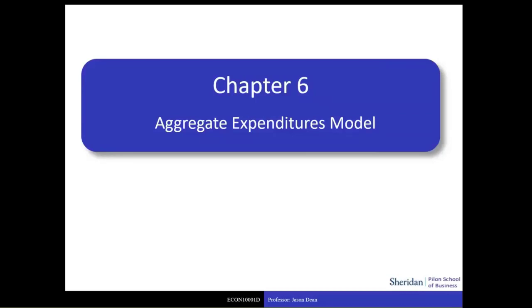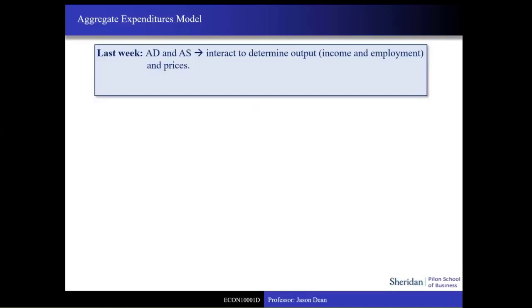So today we're going to talk about the aggregate expenditures model, and this is chapter 6 in the textbook. We talked about the aggregate demand and aggregate supply model. Now, in that model, we had aggregate demand and aggregate supply interacting and determining the output, and then as a consequence, income and employment, and also prices, the price level.